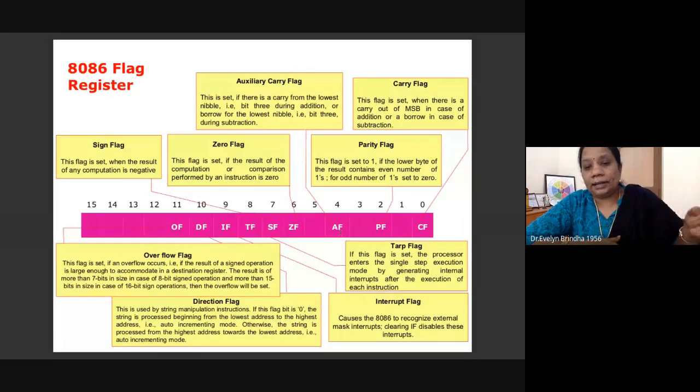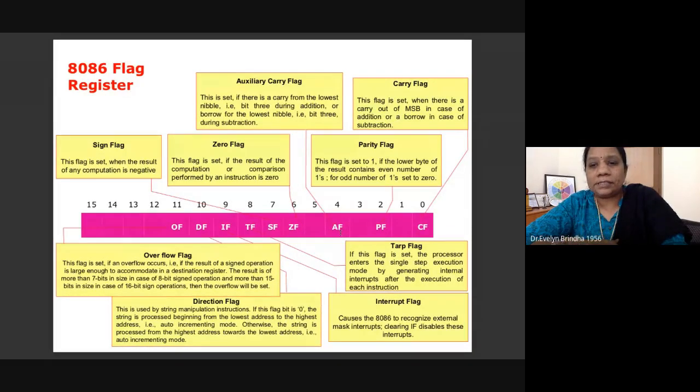Finally, after adding all the digits, if you get a carry, that is called the normal carry. So that is the difference between auxiliary carry and ordinary carry. Got it? Auxiliary carry is the in-between carry that happens between the nibbles. Normal carry is the final end carry that you get out of addition.